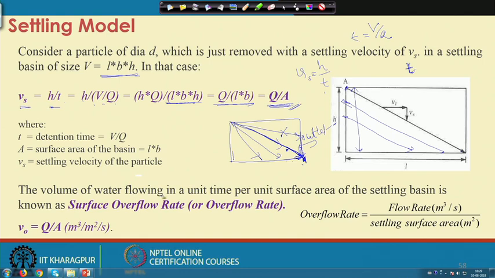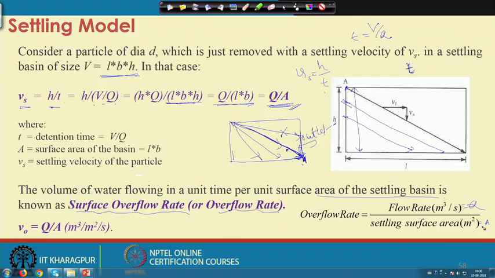So, the volume of water which flows in a unit time per unit surface area in the settling basin is typically known as surface overflow rate or overflow rate, which is equal to the flow rate or discharge Q divided by the plan surface area of the tank A. Now, the unit of discharge would typically be meter cube per second or meter cube per hour, and the unit of surface area is meter square.